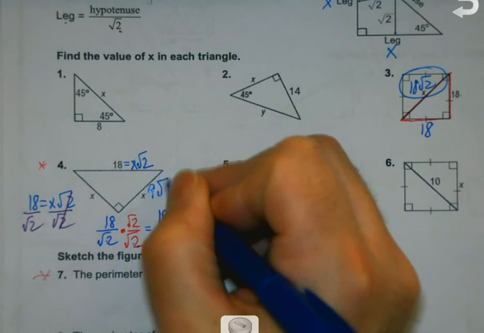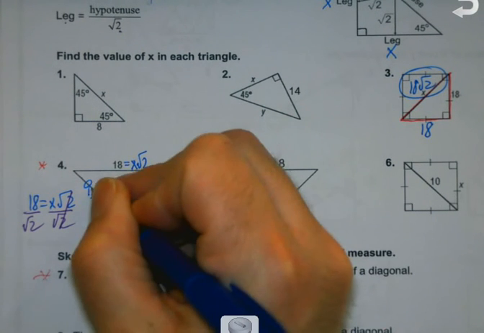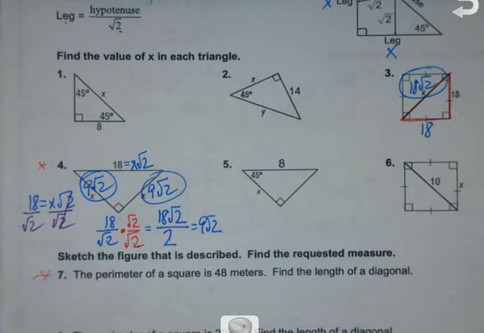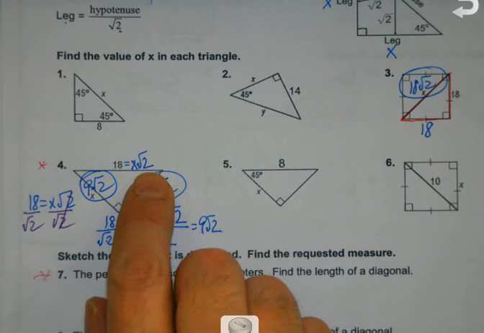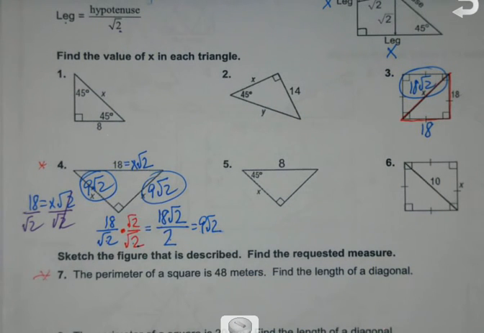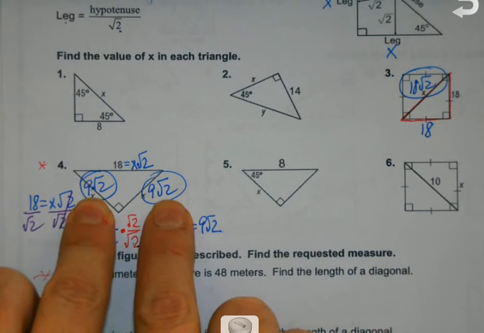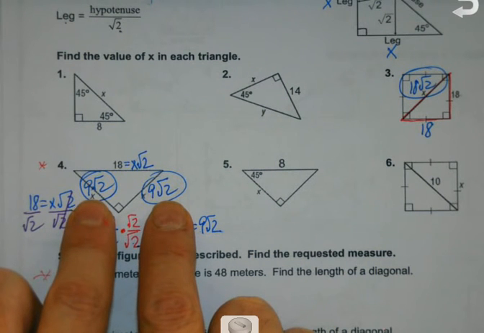And that is my x value. So now here's a pattern I'm going to let you in on. Notice when you're dividing by the square root of 2, what's 18 divided by 2? 9. And slap a square root of 2 on it. That pattern works every time.